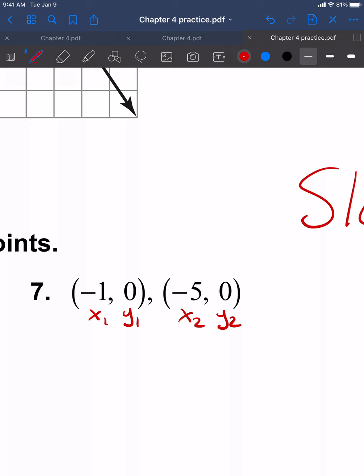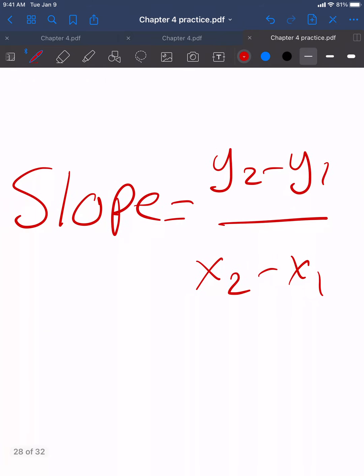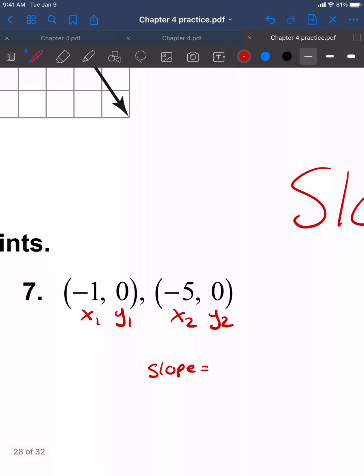Are you following me? This was a while ago. This was like 2 weeks ago. Maybe longer than that. How do I find slope? Wait, what did you write? I can't see over the thing. Oh, sorry. Slope is y2 minus y1 over x2 minus x1.